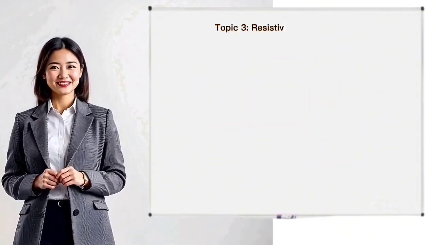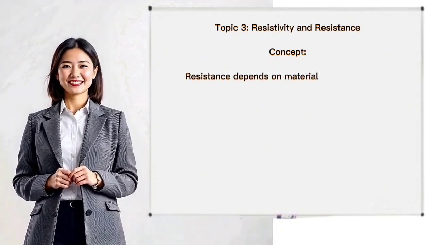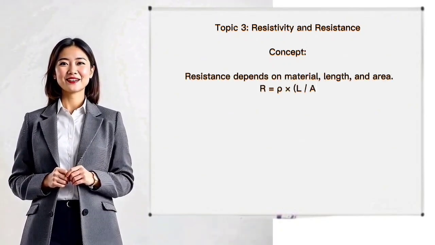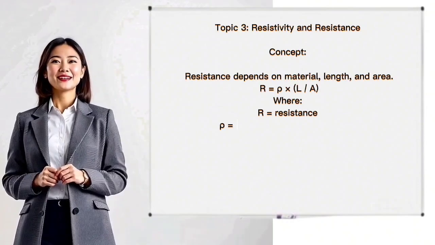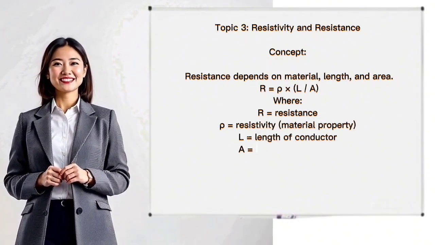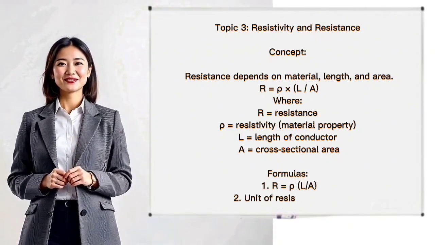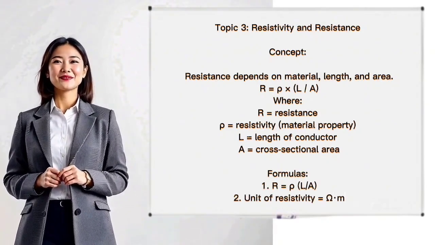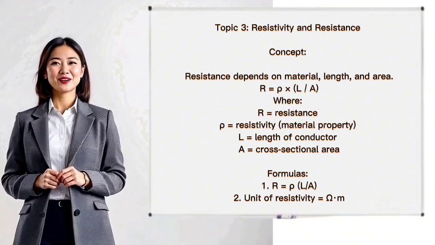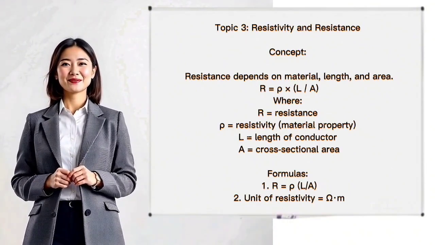Topic 3. Resistivity and resistance. Concept. Resistance depends on material, length, and area. R = ρL/A, where R is resistance, ρ is resistivity, a material property, L is length of conductor, and A is cross-sectional area. Formulas: 1. R = ρL/A. 2. Unit of resistivity: ohm-meter.